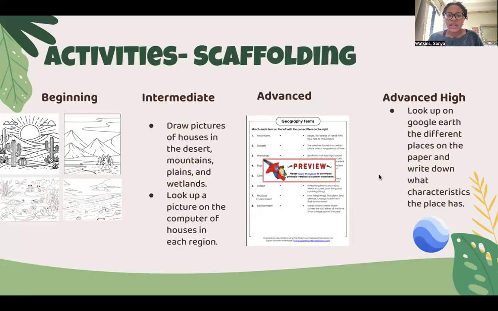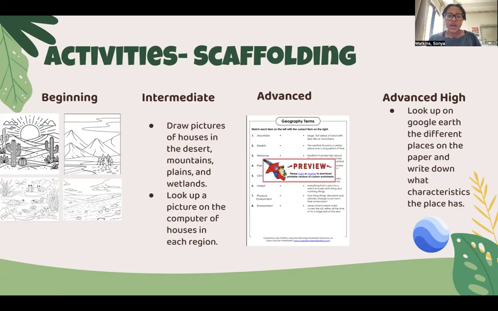So I have different activities for this. One of the activities for beginning is I would have them color in the different kinds of environments. I have four different images up here. The one on the left is the desert. The one next to it is the mountains. The one underneath it is the wetlands, and the one next to it is the plains. I'd have them color it in and label it. That's beginning. Can they color it and make the distinction?